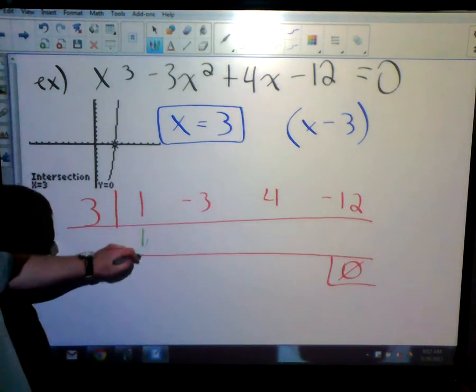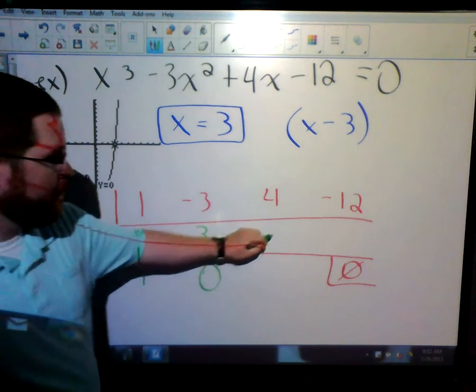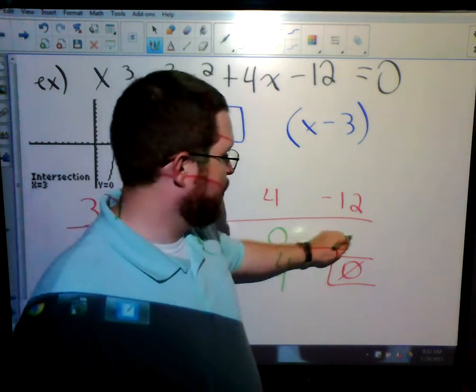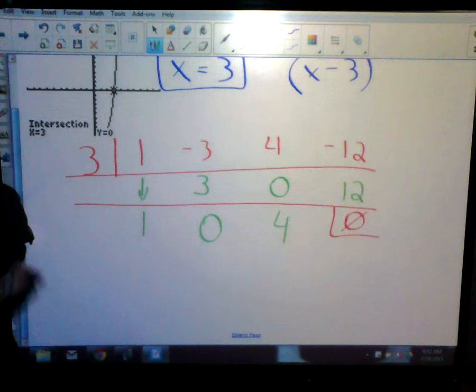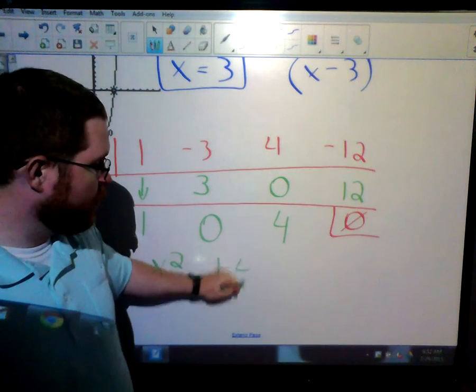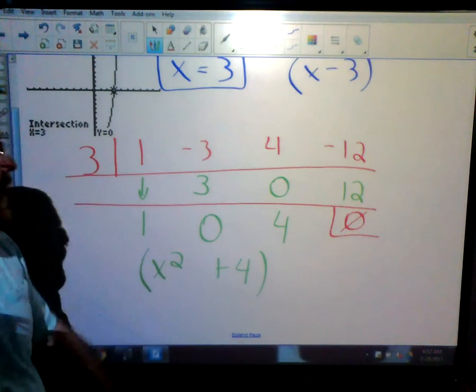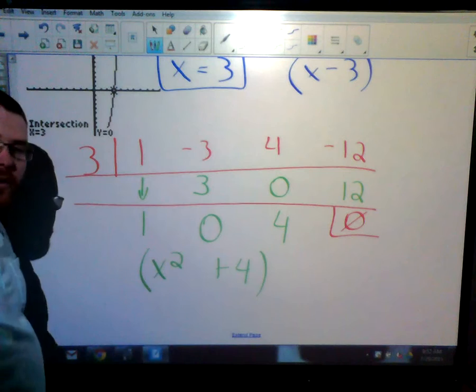Synthetic division. Drop. Multiply. Add. Multiply. Add. Multiply. And it cancels out. So what equation do I have left over? I have x squared plus 4. That's my second factor. So what are my factors? X minus 3 and x squared plus 4.